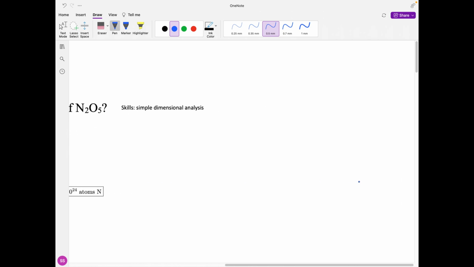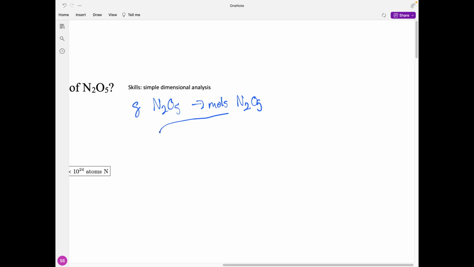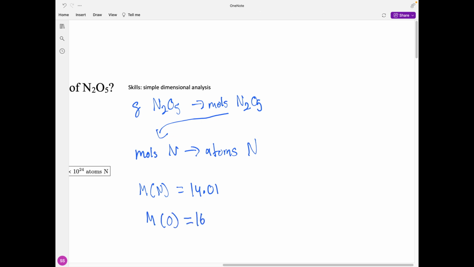So looking at the first problem, we can see that the essential conversion pathway we must go through is grams of N2O5 to moles of N2O5, then moles of nitrogen, and finally atoms of nitrogen. Some key numbers that are going to help us out here are that the molar mass of nitrogen is 14.01 grams per mole, and the molar mass of oxygen is 16 grams per mole.